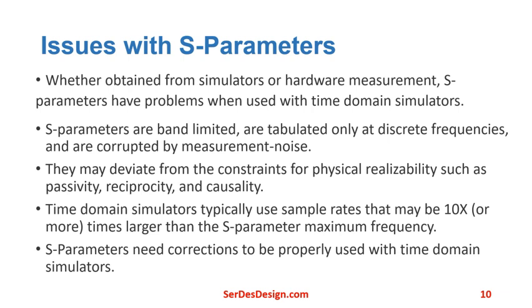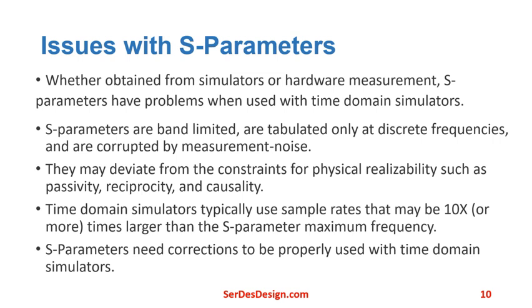S-parameters have issues when used with time domain tools. S-parameters, though measured on actual hardware, deviate from the constraints for physical realizability, such as passivity, reciprocity, and causality, or include noise in the measured S-parameters for various reasons. For physical realizability, the S-parameters should ideally be measured continuously from 0 Hz to infinity with no noise or distortion. For practical reasons, the S-parameters are band limited, are tabulated only at discrete frequencies, and are corrupted by measurement noise.